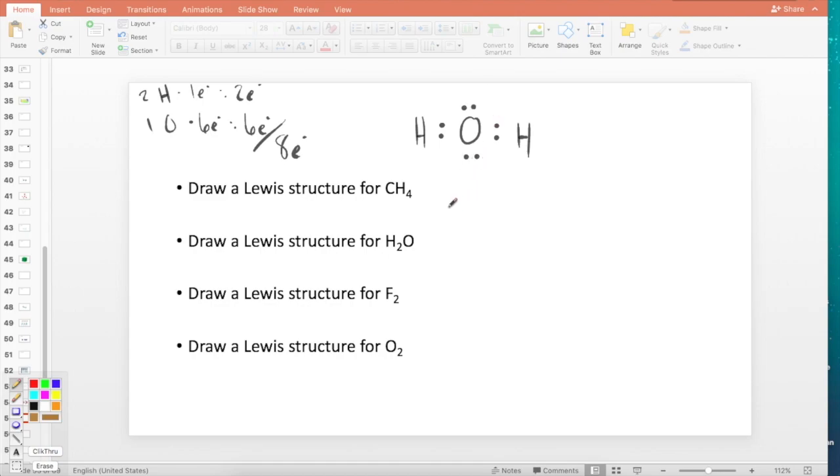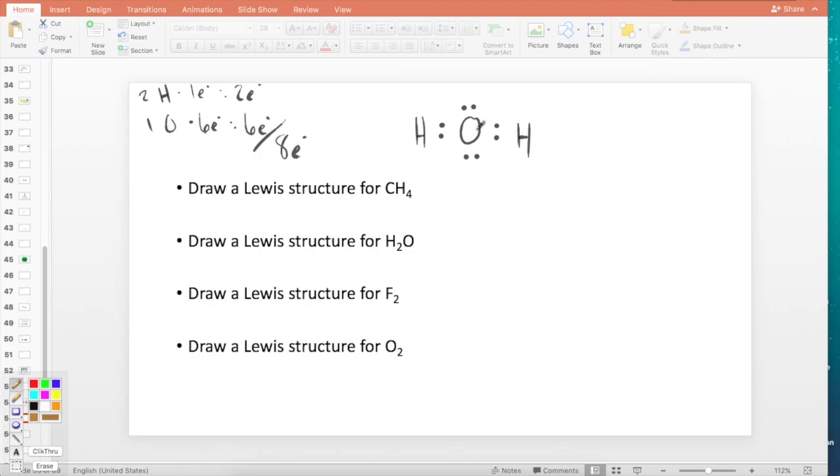This is a Lewis structure. Notice that I only have 2 maximum per side. Does this work? I need to check. Is everyone stable and happy? Well, hydrogen is stable with 2, and it doesn't need to have 2. It's sharing them with oxygen. This hydrogen is doing the same thing. So the hydrogens are stable and happy because they have 2 electrons.